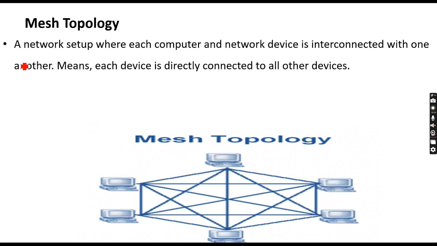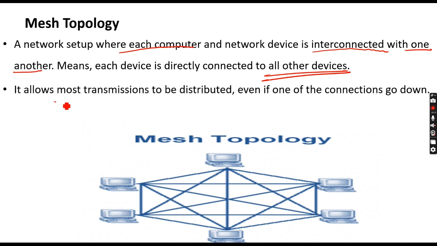Say this: a network setup where each computer and network device is interconnected with one another, which means each device is connected directly to all other devices here. Make sure it allows the transmissions to be distributed even if your connection goes down. For example, you are getting the redundancy, we are getting the high availability. If this cable is damaged, you have another path you can still reach this particular device.